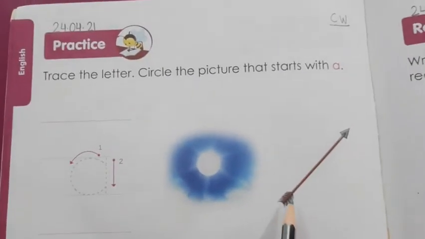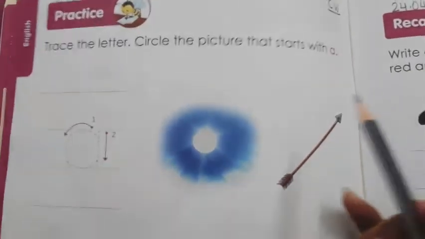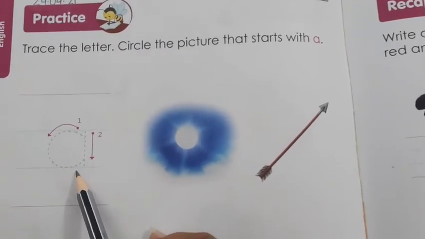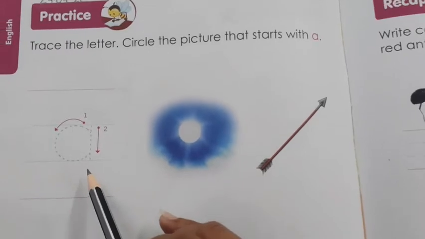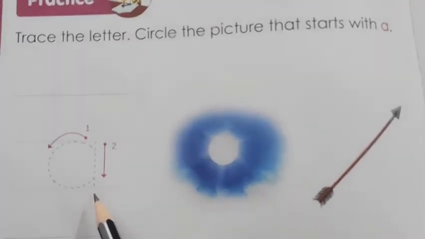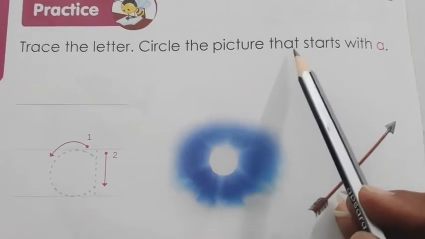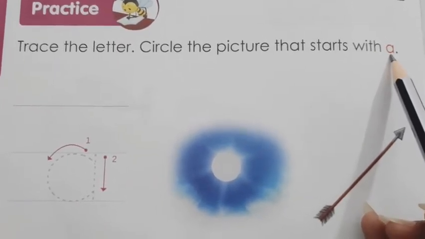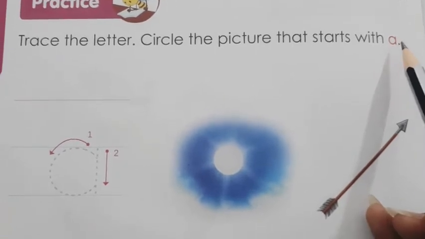After completing this, you need to turn your page and open page number 22. Here also you need to mention today's date and classwork. Students, here we have to trace the letter. Firstly, we need to trace the letter. As you know, this is a small a. Which is the small a? Circle the picture that starts with A. We have to circle the pictures that start with letter A.